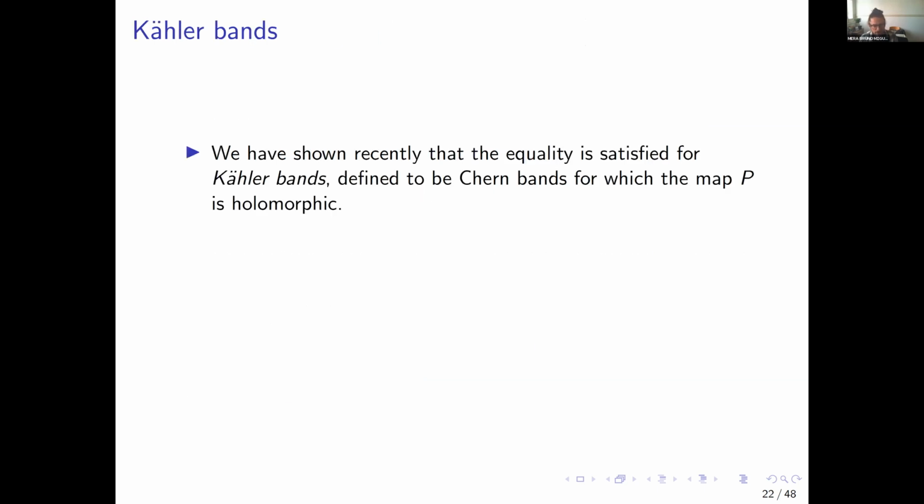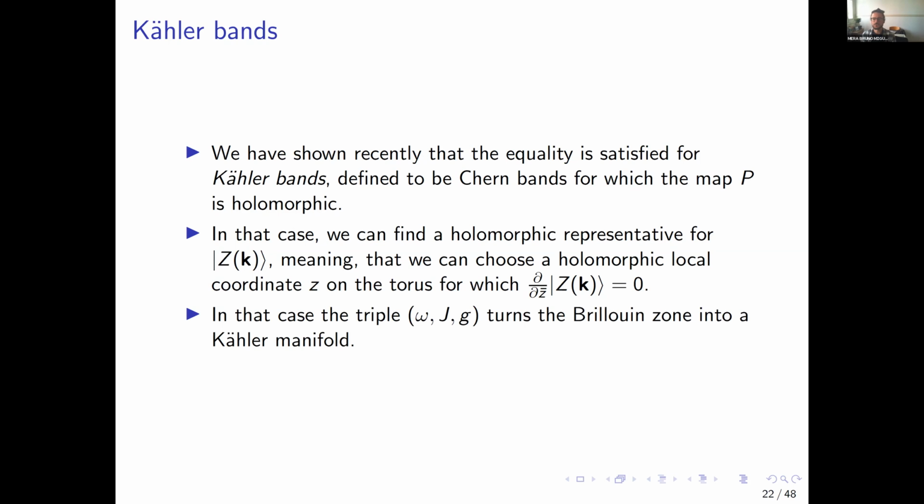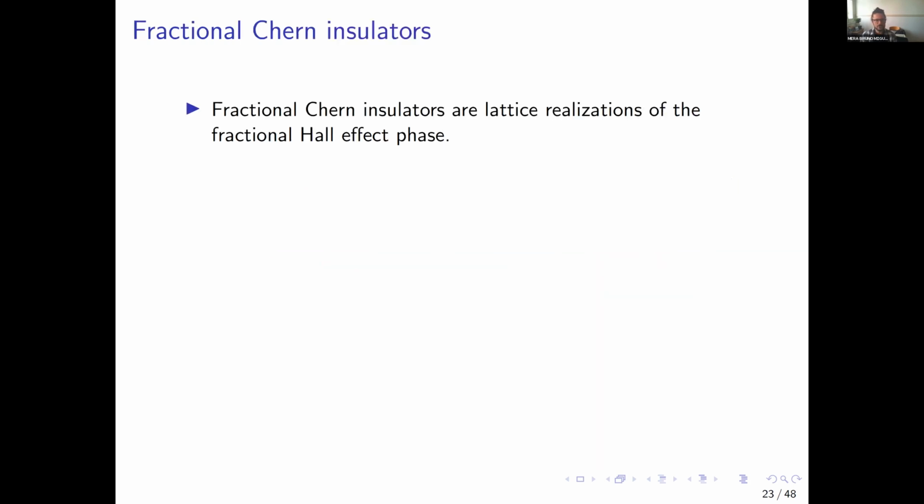So now we have shown recently that the equality is satisfied for Kähler bands. And we define these Kähler bands to be Chern bands for which the map P from the torus to the projective space, or to the Grassmannian, sorry, is holomorphic. In that case, put in simple terms, we can find a holomorphic representative for this state, meaning that we can choose a local holomorphic coordinate on the torus such that this holds. In that case, the triple of structures that I have introduced previously turns the Brillouin zone into a Kähler band. Proceeding, now that we know what Kähler bands are, let's consider fractional Chern insulators.